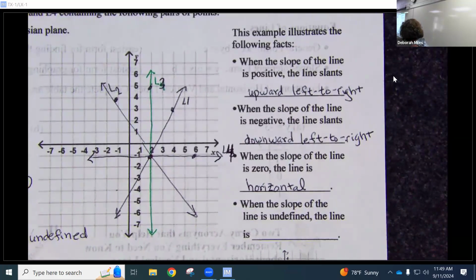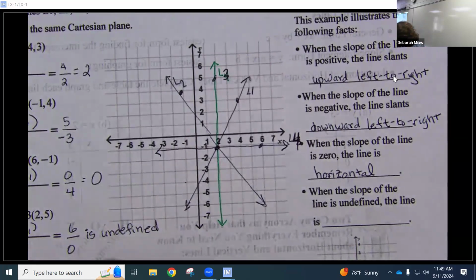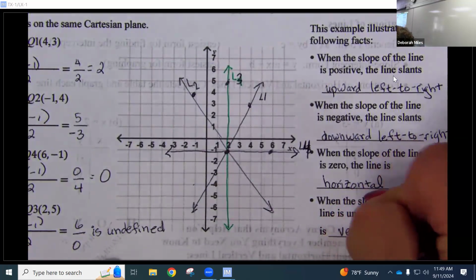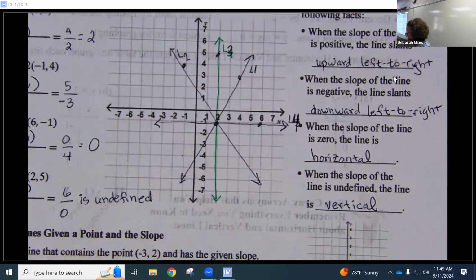And then line 3 was the one we said the slope was undefined. And you told me that was a vertical line. So here's where I want to make sure you're spelling it with C-A-L, not C-L-E at the end. We can tell something about how the line looks just by knowing whether the slope is positive or negative or 0 or undefined.